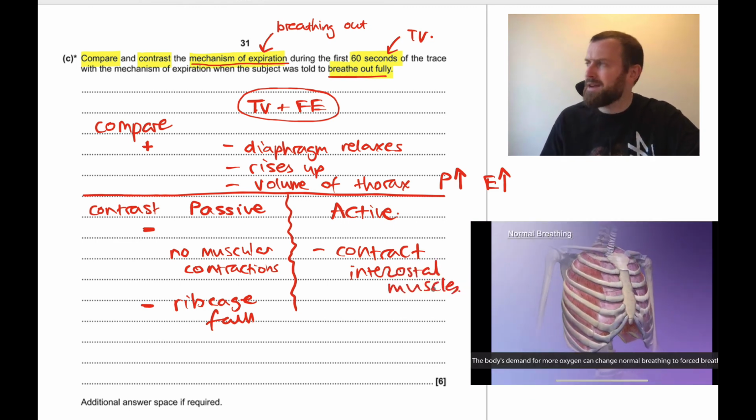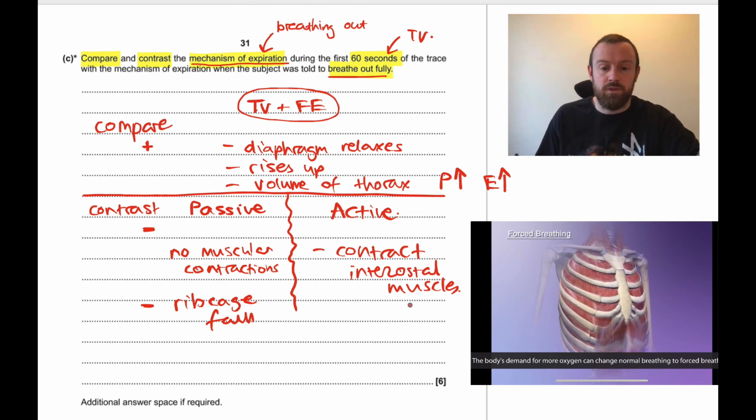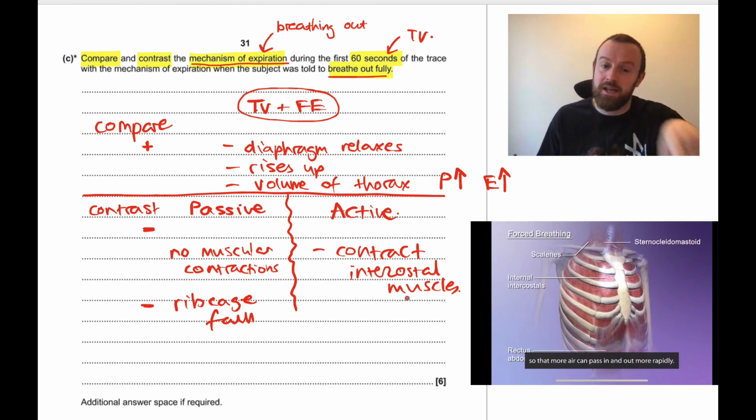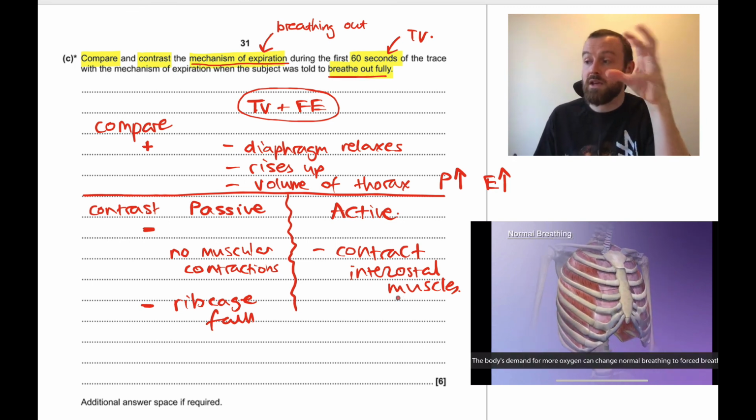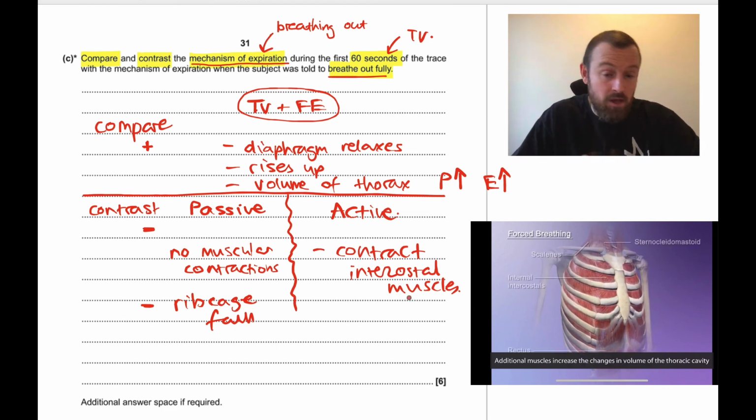I believe these are the internal intercostal muscles in your rib cage, but you didn't need to say that. You contract your intercostal muscles, and that can enable you to reduce the volume, let's say it properly, reduce the volume of the thorax even more and expire even more air. Okay, so that is the grid method for planning, and then you'd write this.